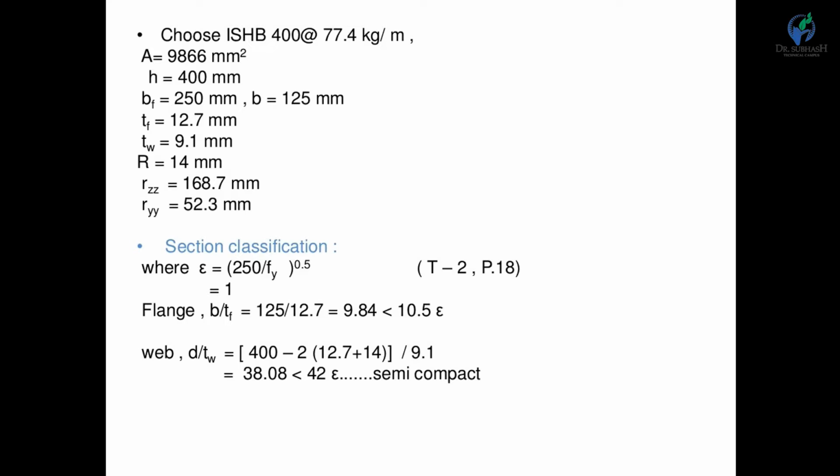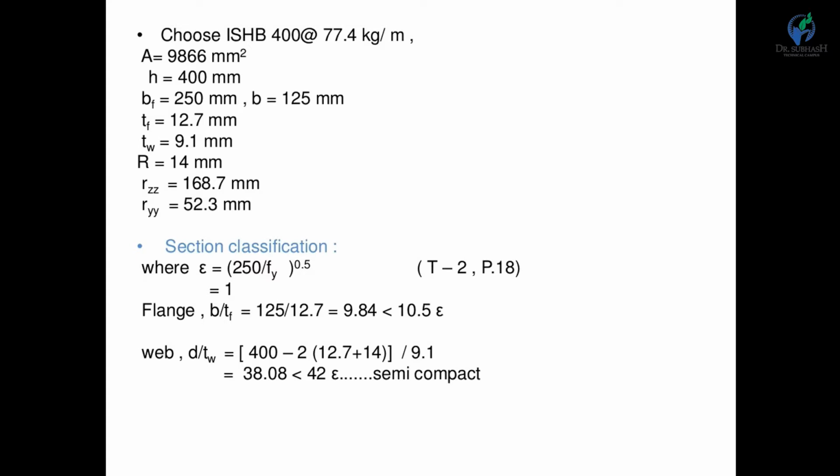Now our first step, section classification according to table number 2. So I section we have to use. We find two different ratios for flange and web. For flange we find B by TF and for web we find D by TW. Again I mention that D is not given in the steel table. You can find it according to H. So D is equal to H minus 2 times TF plus R. TF is 12.7 and R is 14. So we can calculate D, and D by TW gives the web ratio for section classification.